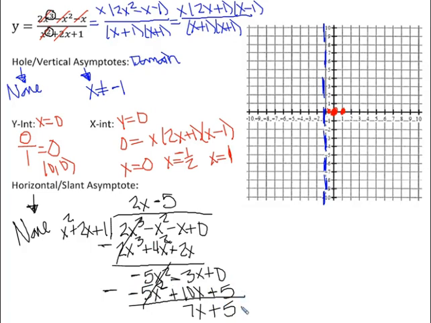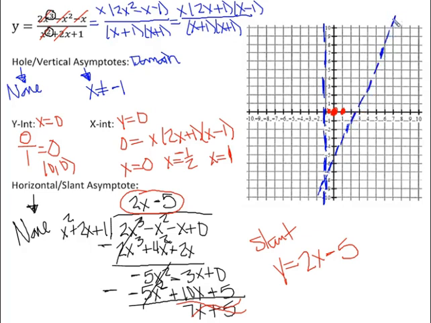But with the slant asymptotes, we're not really concerned with the remainder. We're just focusing on our quotient. So our slant asymptote is y equals 2x minus 5. So let's actually plot or graph that slant asymptote. Down here at -5, we can go up 2 over 1, up 2 over 1. So if we were to draw in our slant asymptote, looks like it would be something like this.